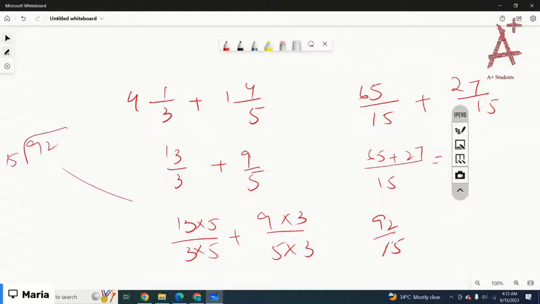So let me just divide. 15 times 6 is 90. So it would be 6 whole 2 over 15. So the correct option is 6 whole 2 over 15.